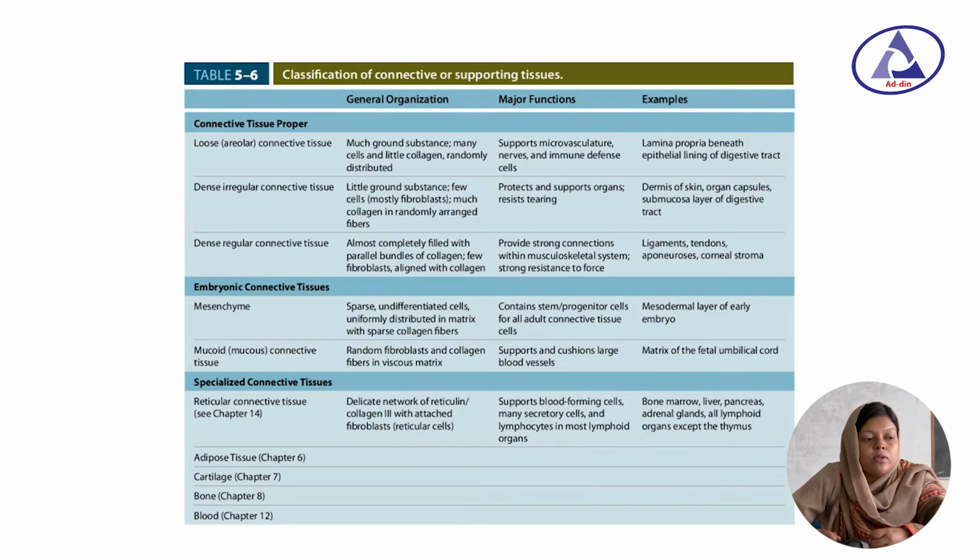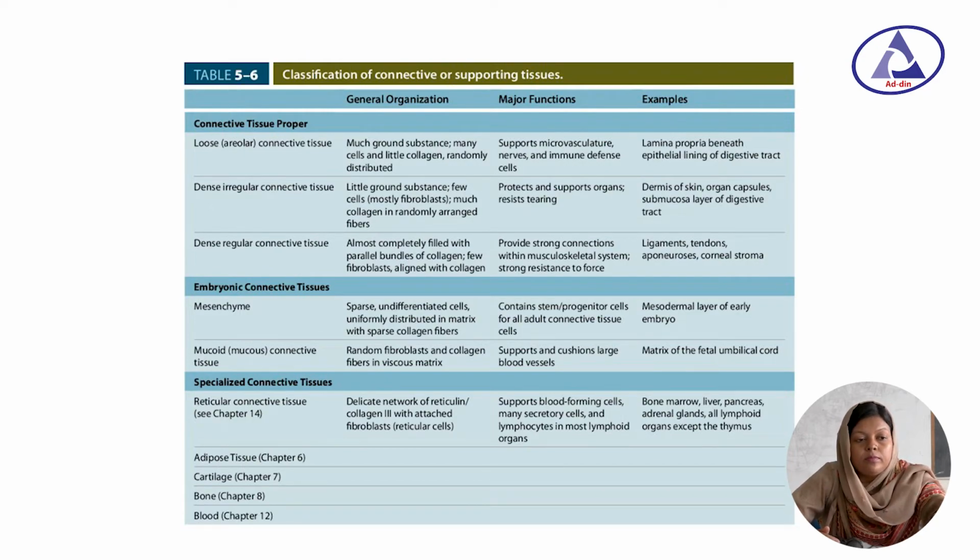In embryonic connective tissue there are mesenchyme and mucoid connective tissue. Mesenchyme means, in the early embryo, the middle layer of the embryo is called mesoderm. The cells are undifferentiated, meaning they can differentiate into any type of cell; these are called undifferentiated mesenchymal cells. The location is the mesodermal layer of the early embryo. Number 2, mucoid connective tissue: fibroblasts and collagen fibers are present randomly, in the matrix of the fetal umbilical cord. Mucoid tissue is only found in the matrix of the fetal umbilical tissue.